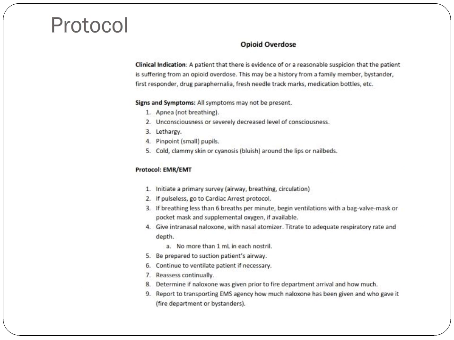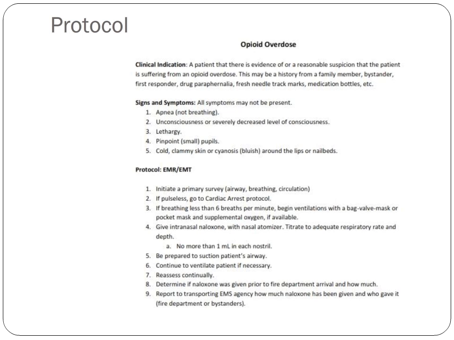So now let's review the actual protocol. The clinical indication for the naloxone is a patient where there is evidence or a reasonable suspicion that the patient is suffering from an opioid overdose. This may be a history from a family member, a bystander, first responder, drug paraphernalia that you find, fresh needle marks that you notice, or medication bottles, or any other type of suspicious evidence.